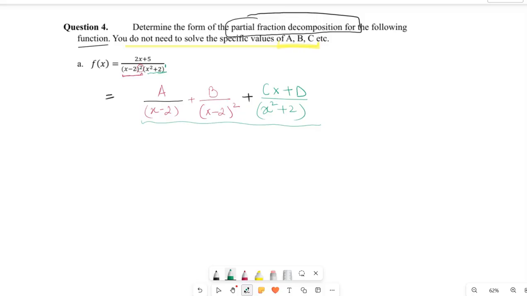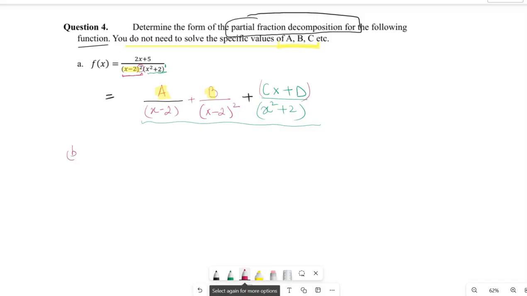A, some constant, by x minus 2. Whenever the factor is a linear factor, on the top we'll just have a constant. But it was repeating 2 times, therefore 2 fractions, one with denominator x minus 2 and one with (x minus 2) power 2. Okay. And for the irreducible quadratic factor, denominator x squared plus 2, it was not repeating, so it only appeared once, one partial decomposition fraction, but the numerator is a linear factor.